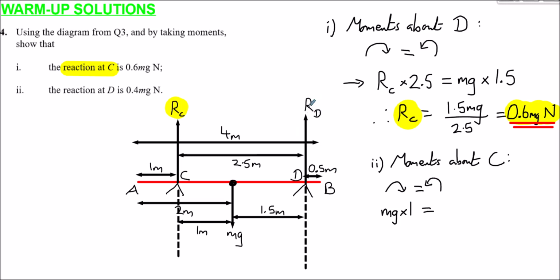So the anti-clockwise moment will be the size of the reaction, which is RD, multiplied by the perpendicular distance of the line of action of RD from the pivot we're taking the moments about, C. So from C to D, we can see here that's 2.5. Therefore, if we arrange this, dividing both sides by 2.5, the reaction at D will be mg times 1, just mg, divided by 2.5, which as a decimal is just 0.4. So we have 0.4 mg newtons.